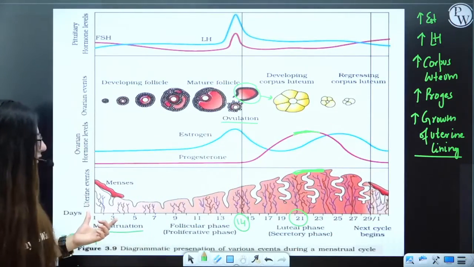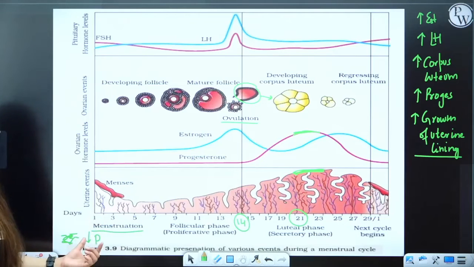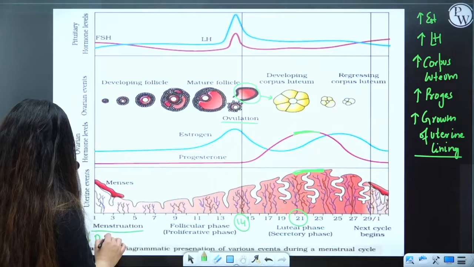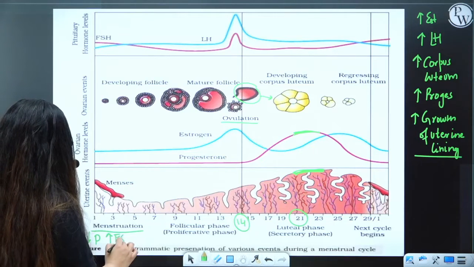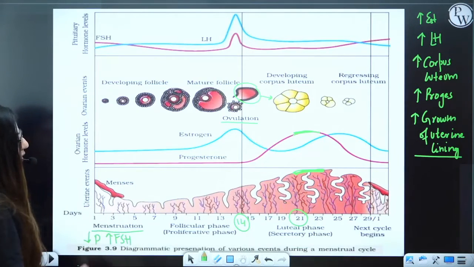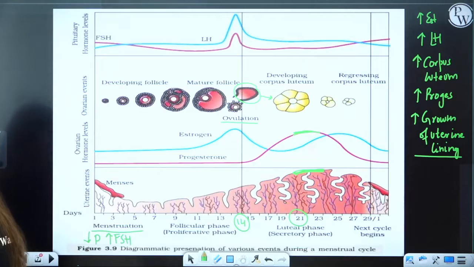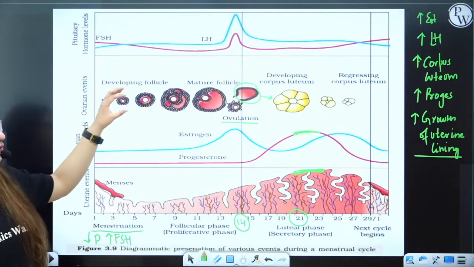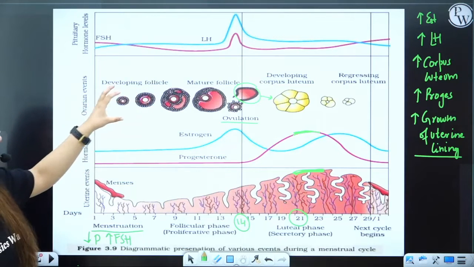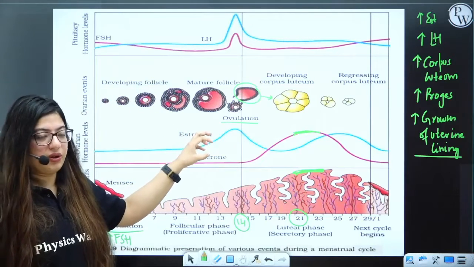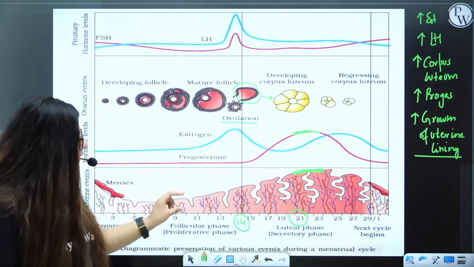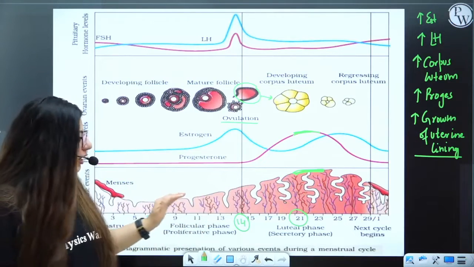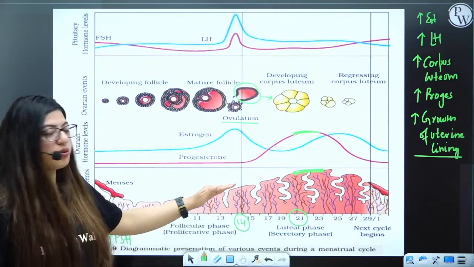In the first 5 days, the progesterone is lower. If the progesterone is lower, what will happen? There will be more FSH, and there will be shedding of the endometrium lining. Now, as there is more FSH, the ovarian follicle will grow, and the growing ovarian follicle will form a lot of estrogen. When there is more estrogen, there will be more proliferation of the cells of the uterine epithelium. As a result, the uterine epithelium is growing.